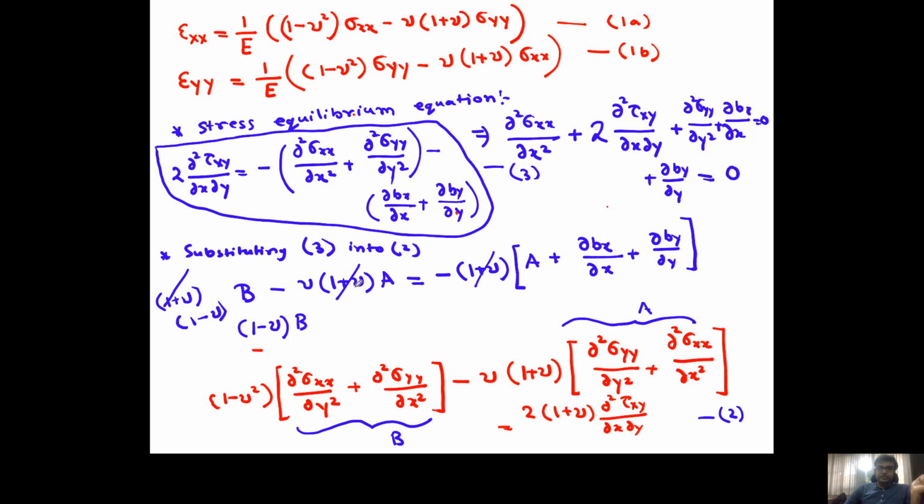This a will come to the other side. So that will become plus, so this is 1 minus nu. So 1 minus nu times a, and that is equal to minus del bx del x plus del by del y. So all that is remaining for now is to bring all these things together and then write b and a in their original form. So this is the only equation that I need at this point.